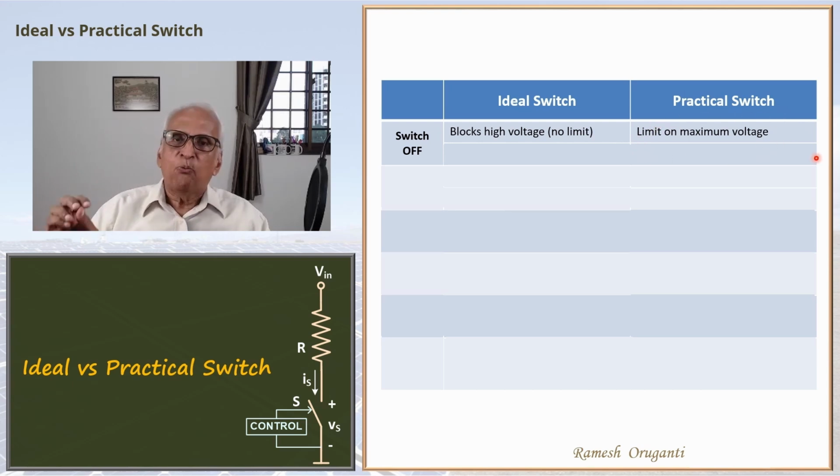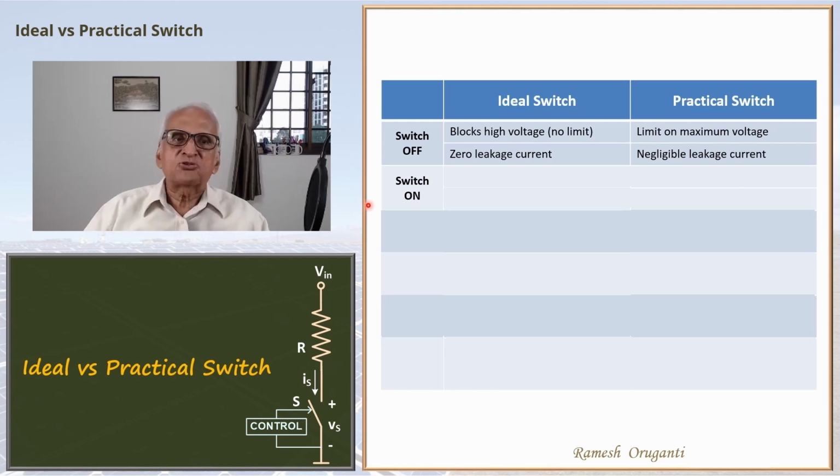And also, when the switch is off, in an ideal switch, there is no leakage current. In this respect, most switches are close to ideal. The leakage current will be pretty low, so much so that we don't have to worry about it. Then let's consider the switch on interval. During the switch on interval, a current flows. When the switch is on, the current Is flows, Vin by R.